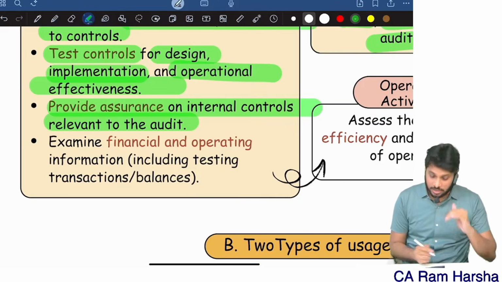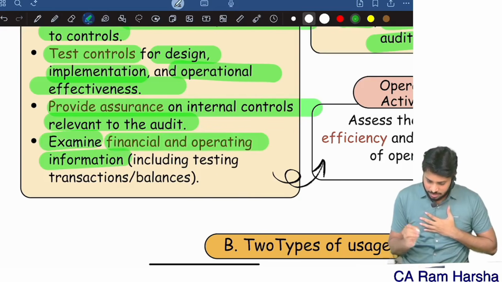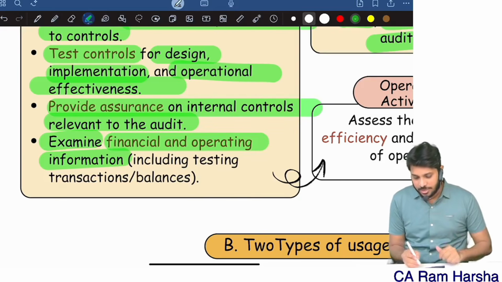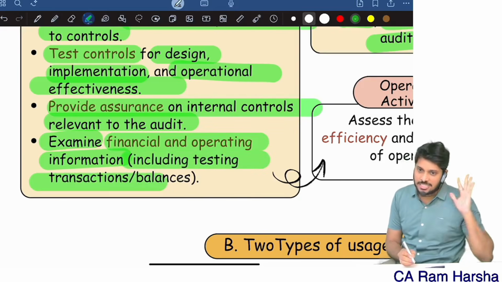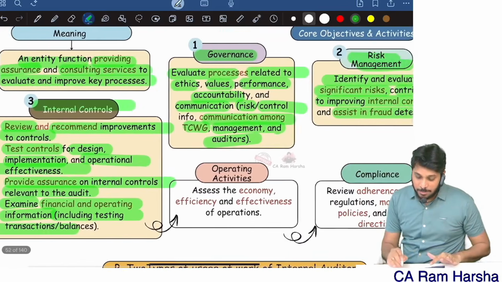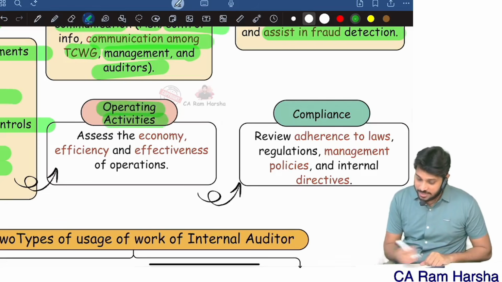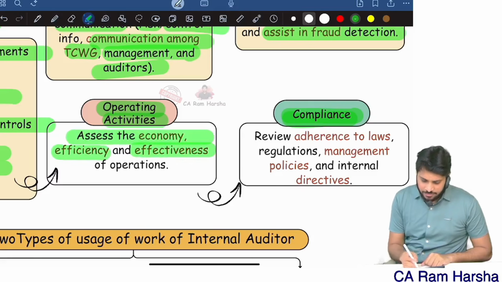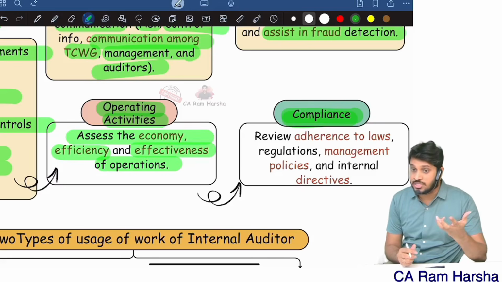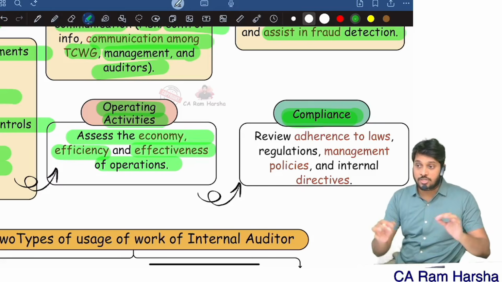And above all this, they also examine financial and operating information, including testing transactions and balances. So these are the main objectives. And remember, further, they also review operating activities. They also review compliance activities. They check economy, efficiency, effectiveness of operations, resources consumed, all that. Remember, internal audit scope is very wide.